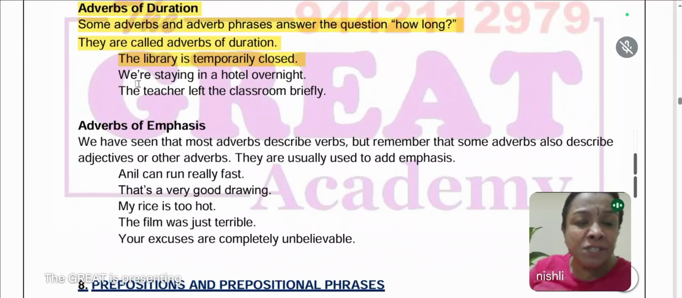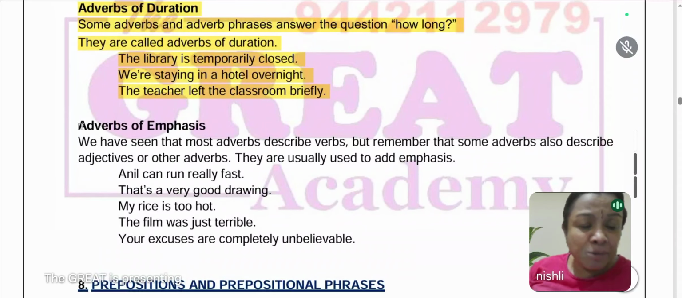And here we see how long: temporarily closed. We are staying in a hotel overnight. So how long are you staying? Overnight. Overnight means just that night alone, not tomorrow morning. Only tonight. We are staying in a hotel overnight. Then, the teacher left the classroom briefly. How long did she leave? Briefly. Briefly means for a short period.